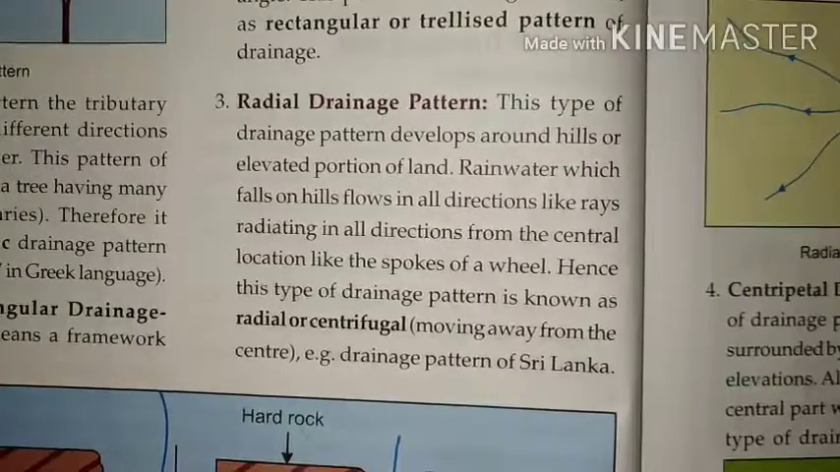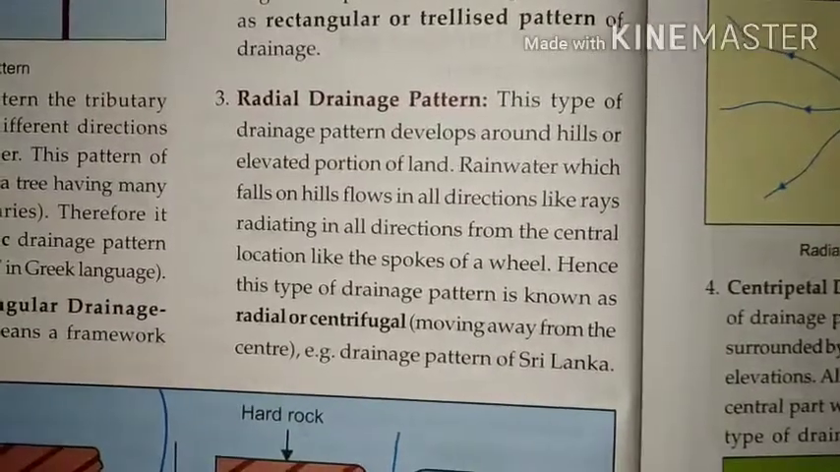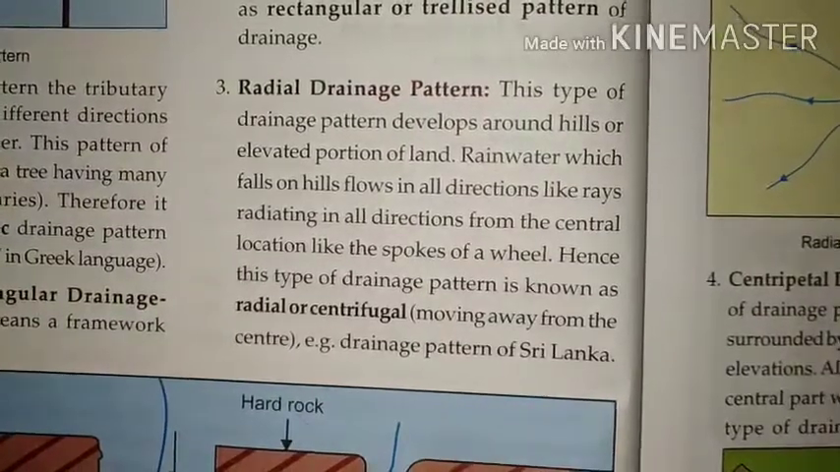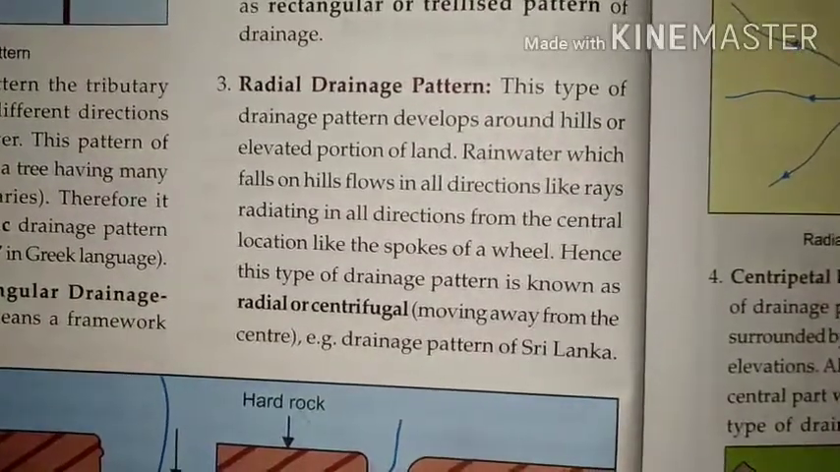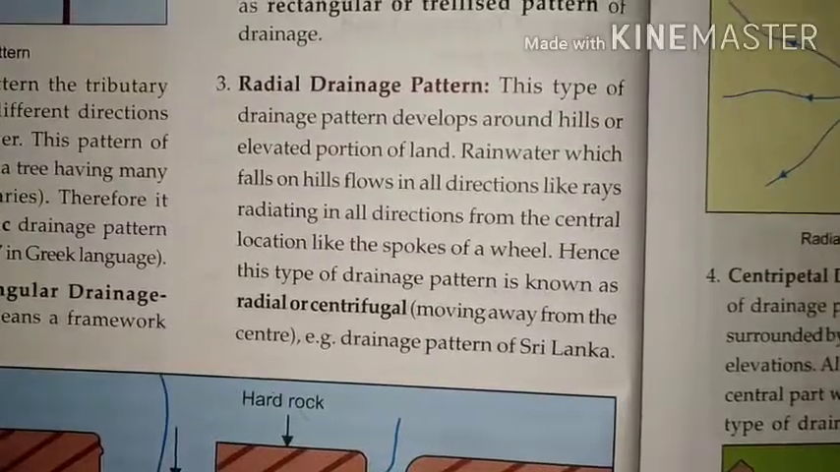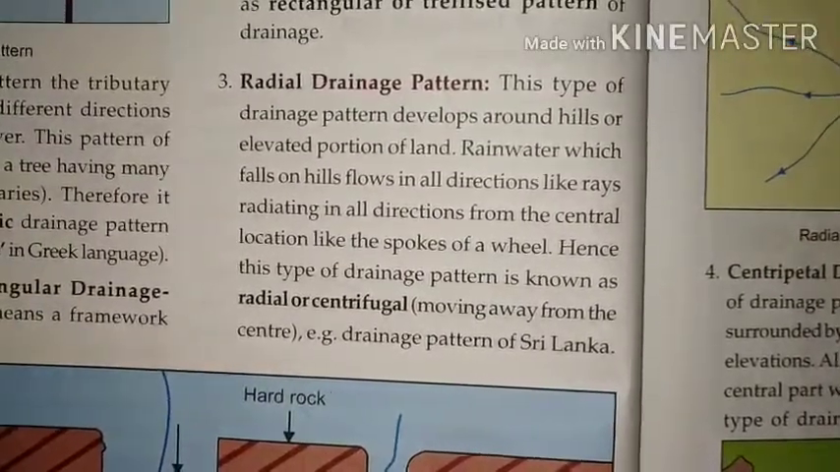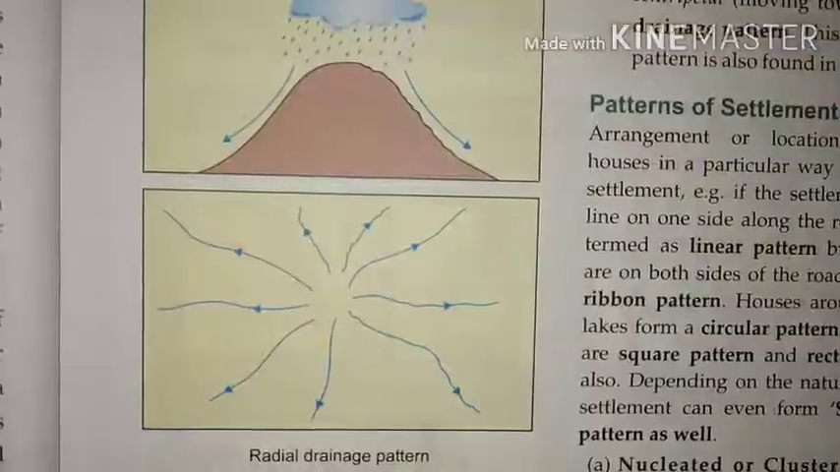Generally it is found around the hilly regions. When rainfall occurs over the peak of a mountain, the water will flow in all the directions. It will come down from that peak in all the directions. So we call it radial or centrifugal. Generally we call it radial drainage pattern.